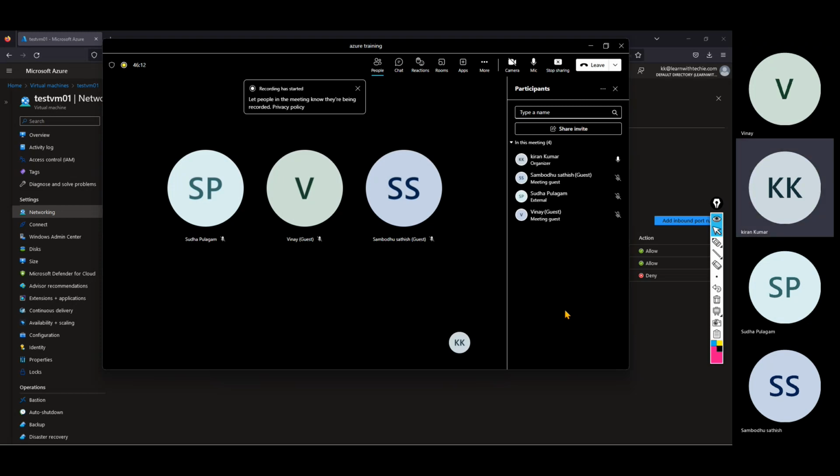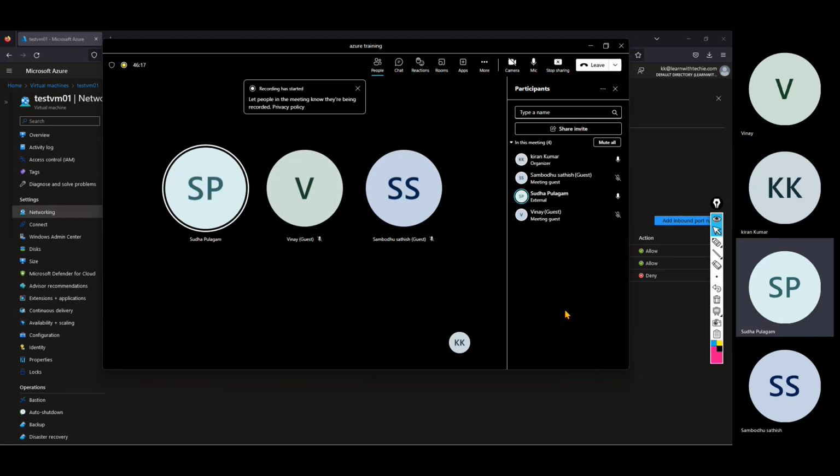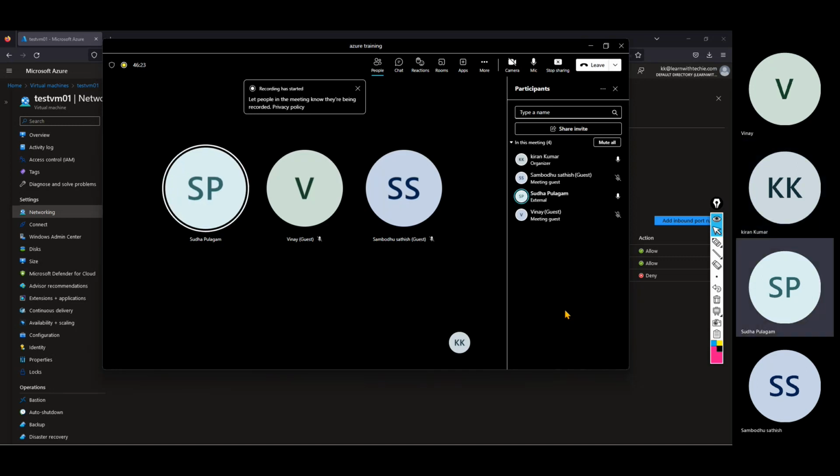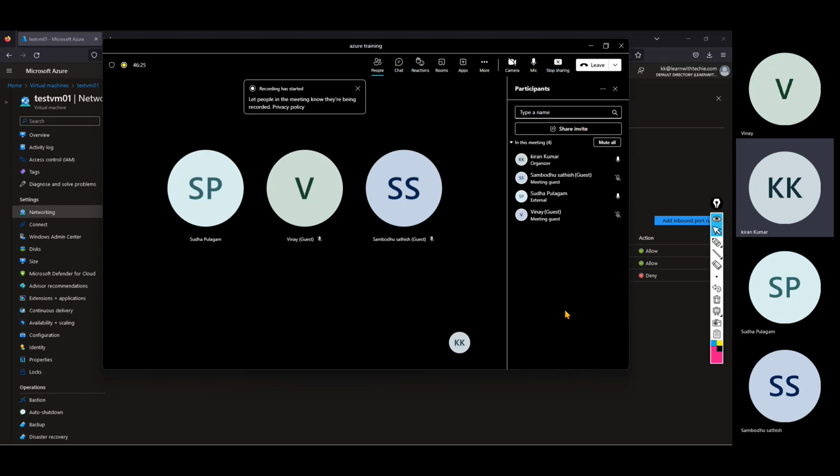Sudharani, what about your answer? Yes, Kiran. Can we take the RDP off or not? Yes, we can. We are able to take the RDP. Okay. Satish, are you there? I think he is not there. Okay.